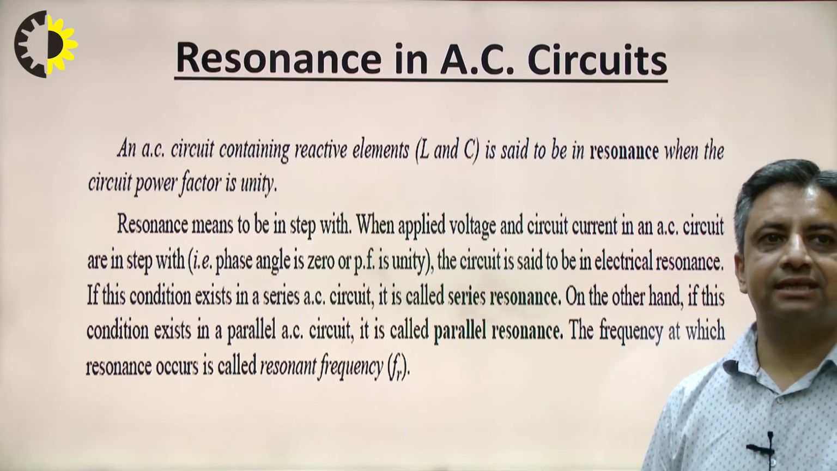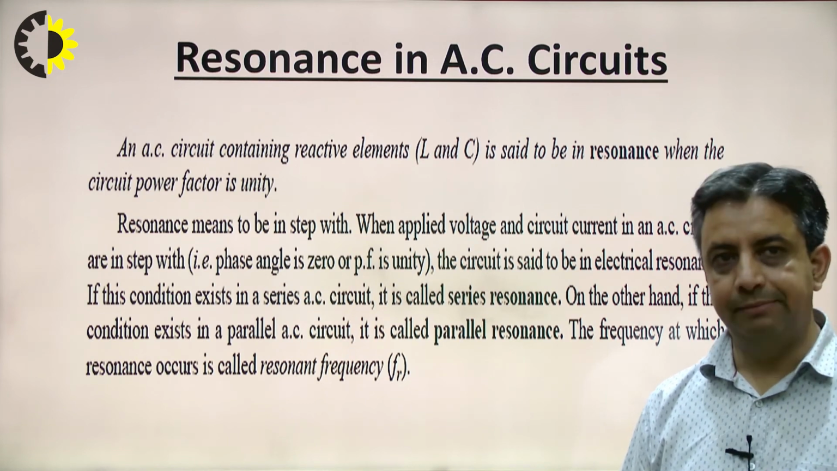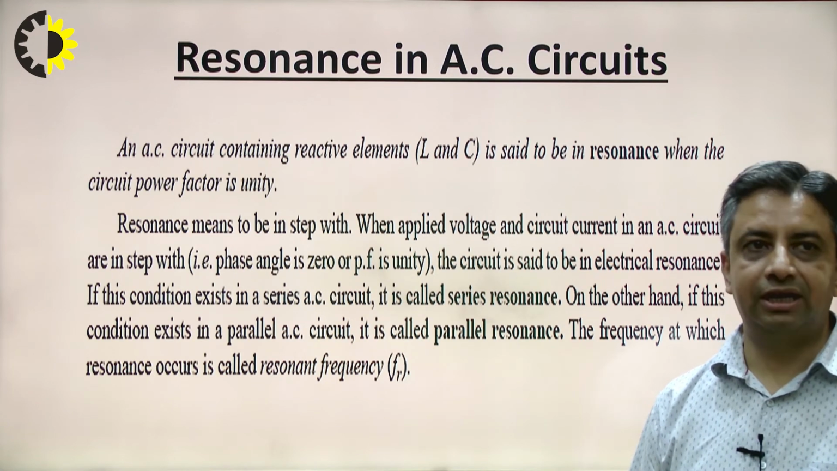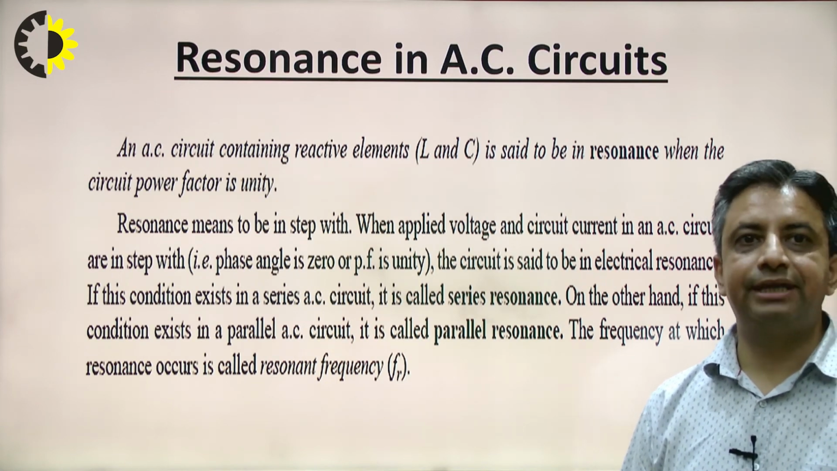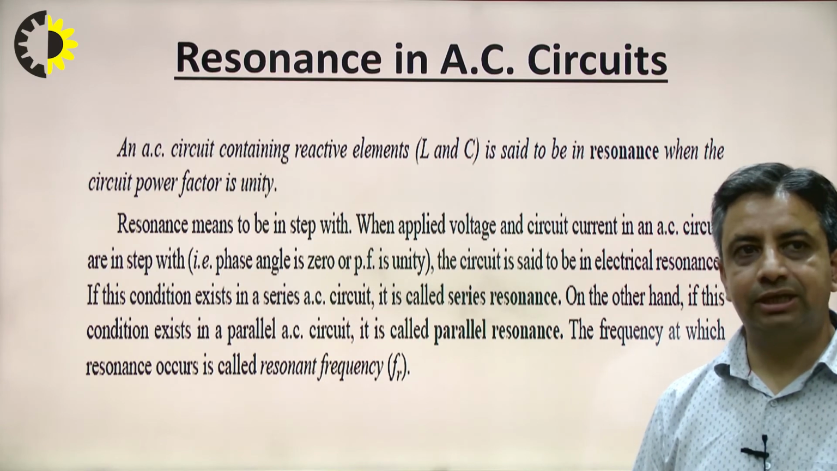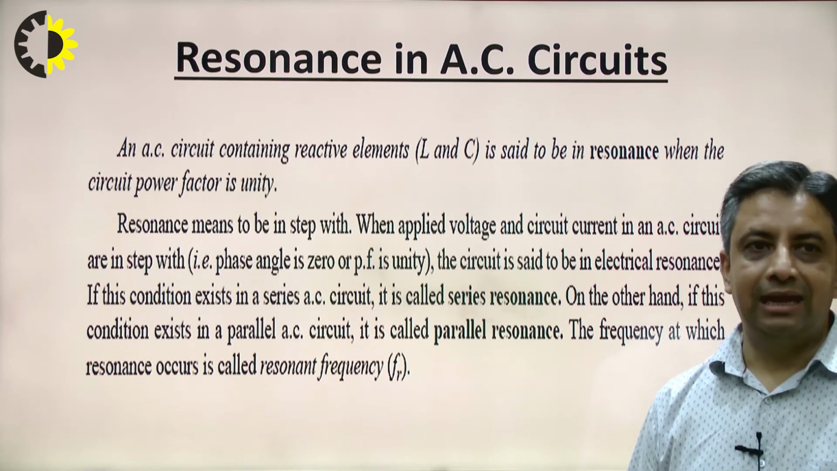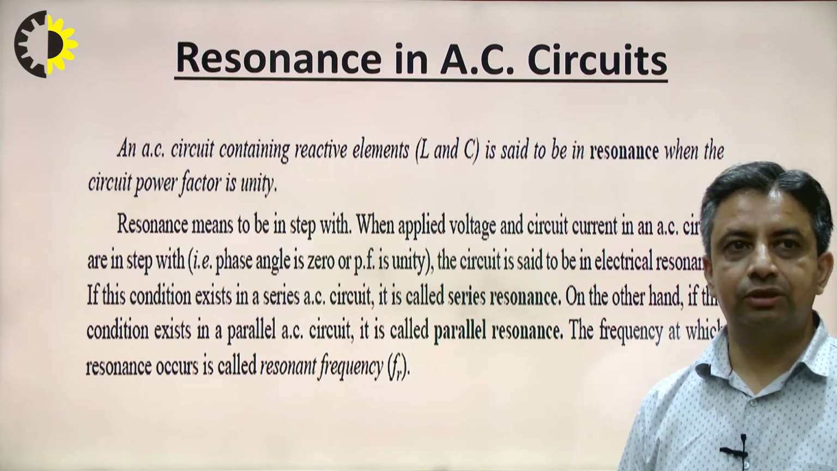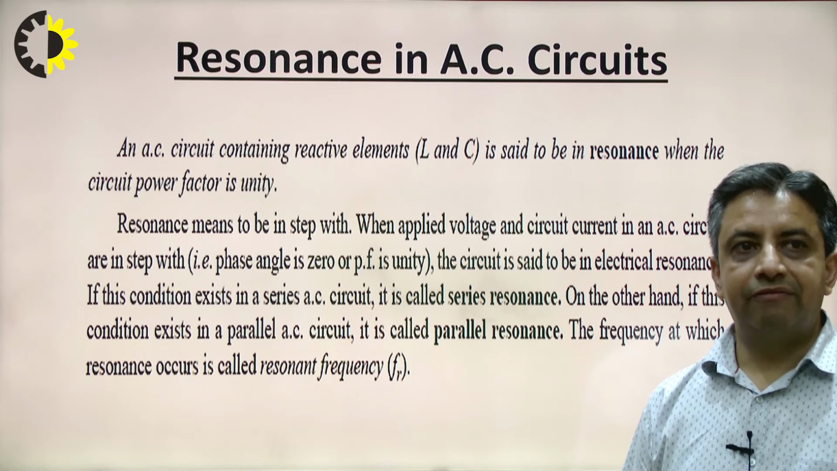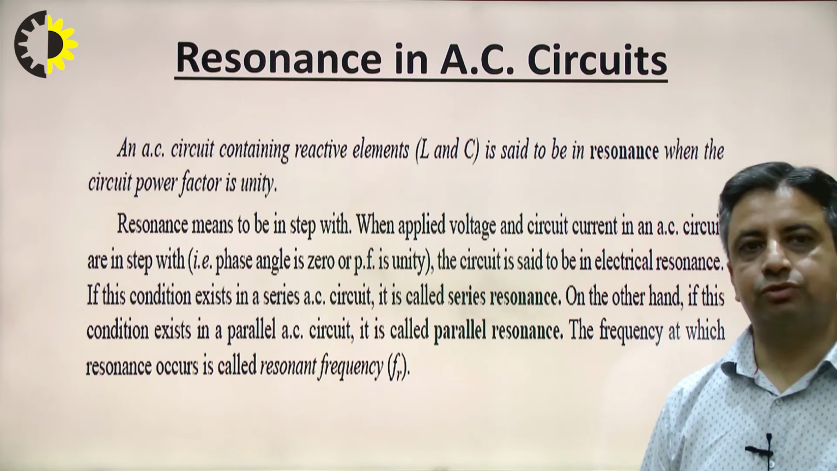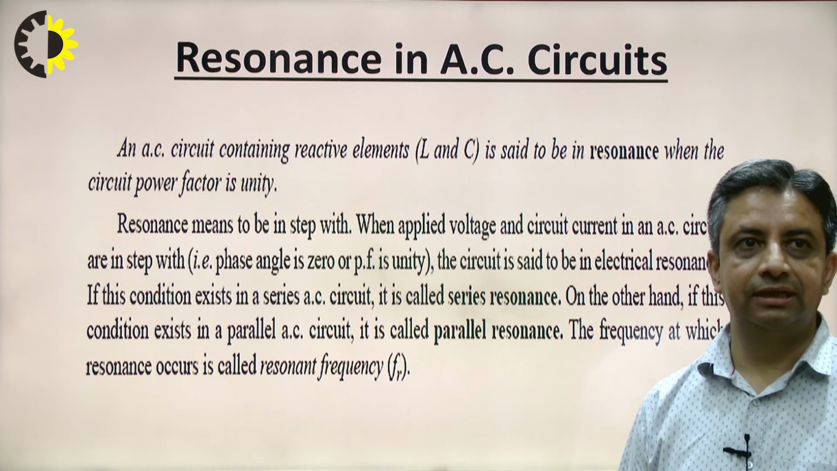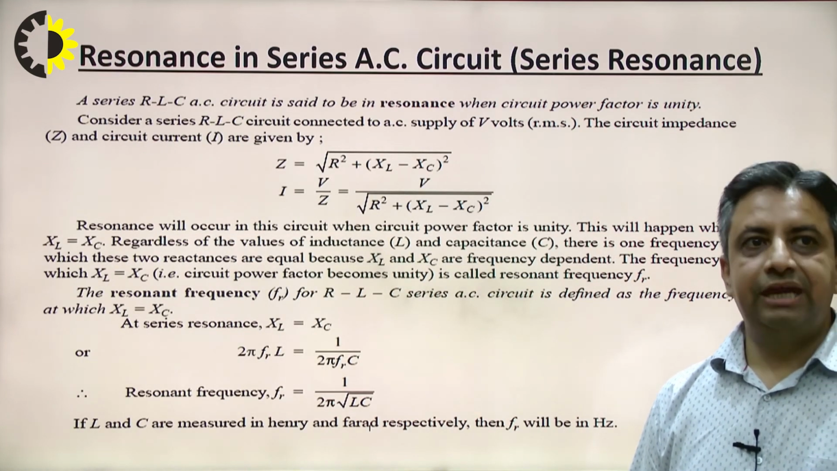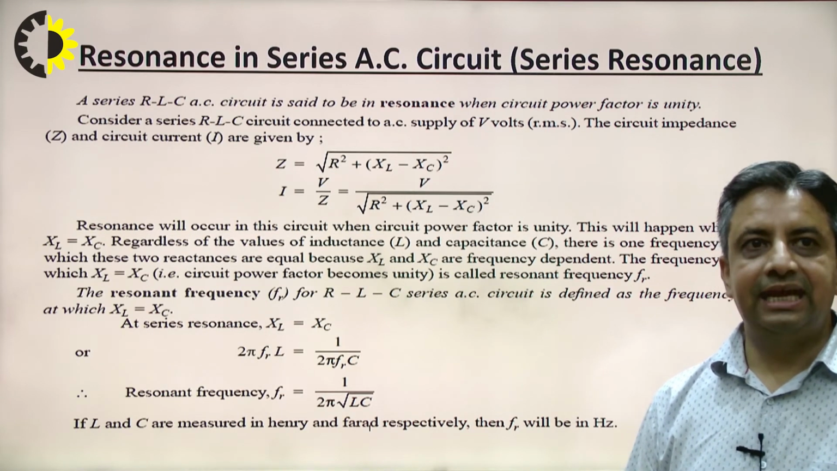An AC circuit consisting of reactive elements L and C is said to be under resonance when the circuit power factor is unity. This statement is true both for series resonance as well as for parallel resonance. The frequency at which this resonance condition is met, when the power factor becomes unity, is called the resonant frequency.